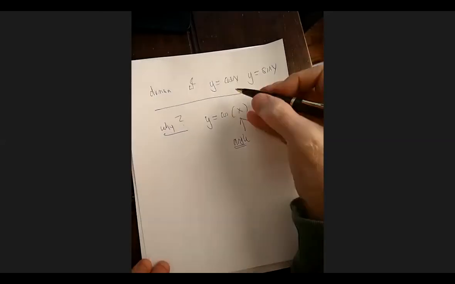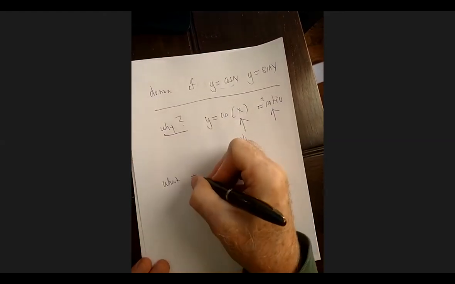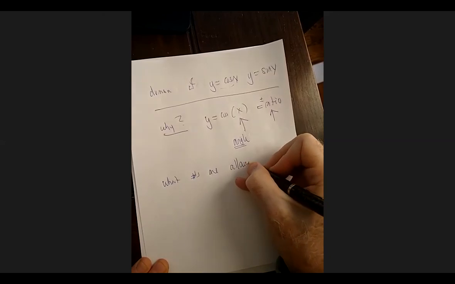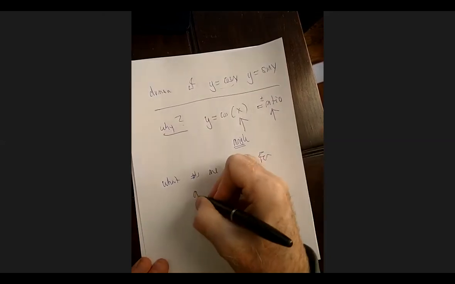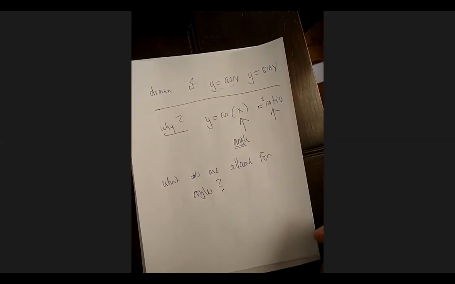So the question is, what's the domain of this? It comes down to what numbers are allowed for angles. And what's the answer to that? Can we use only certain numbers for angles, or can we use any number for an angle? And why?